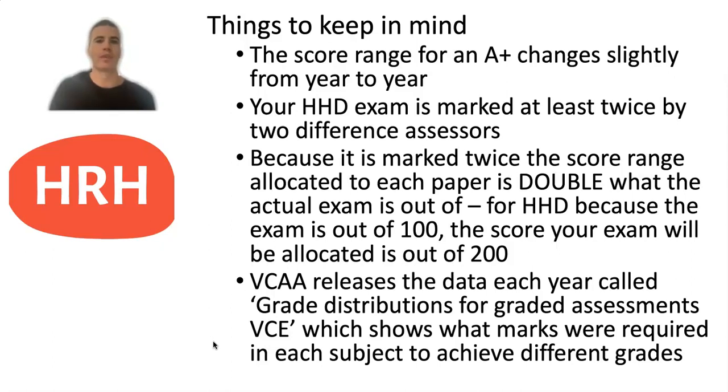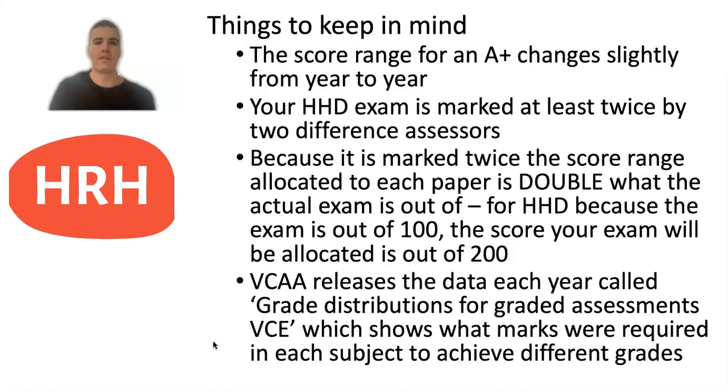2023 exam this year. Your Health and Human Development exam is actually marked by at least 2 assessors at the end of each year, and that's relevant because when we look at this data in a moment, you'll see that the score range for an A+ is actually out of 200. Because the HHD paper is out of 100, but it's marked twice, you actually get a score out of 200 for your exam at the end of the year.